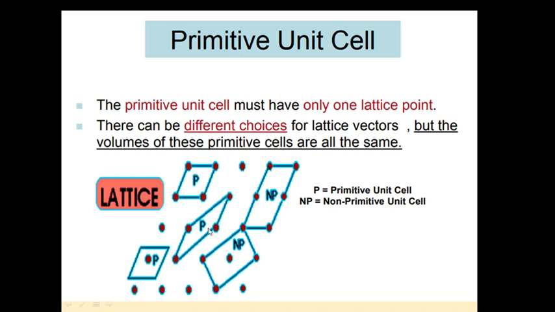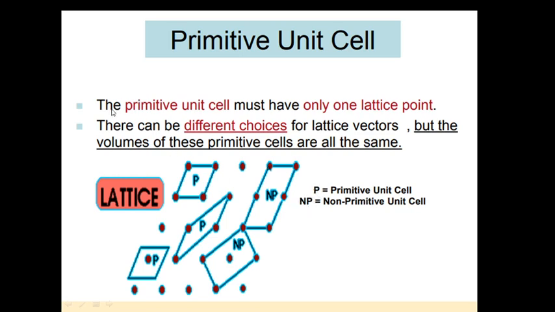You can see in this two-dimensional figure, P is mentioning the primitive. You can see there are different shapes, and there are some other different shapes, but they have more than 4 corners, or one more dot is also available, so one more additional lattice point is there. On that basis they are categorized as either primitive unit cell or non-primitive unit cell.